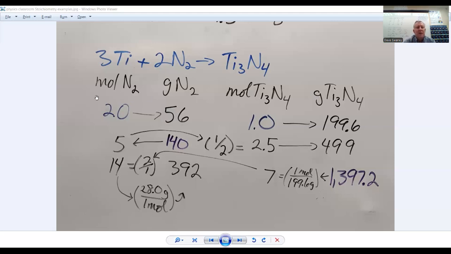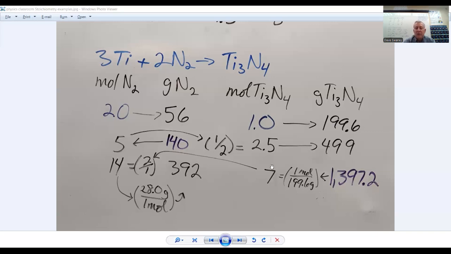Let's start off easy. If you have 2 moles of this, of N2, how many grams is that? Well, the molar mass is 28, so 2 times 28 is 56. If you have 1 mole of this, well, what's the molar mass of that? You can just look it up. It's 199.6 grams for every 1 mole. How many moles are you using? 1 mole. Well, then you would have 199.6 grams of it.